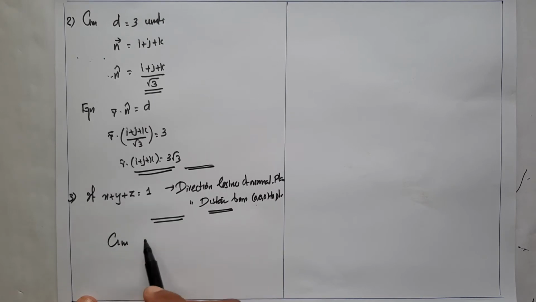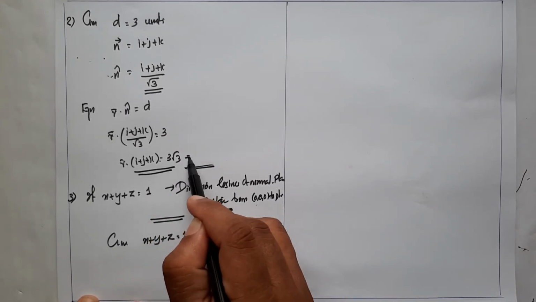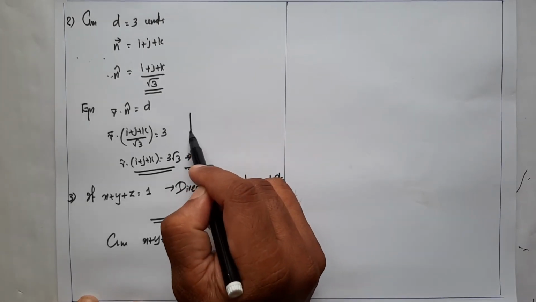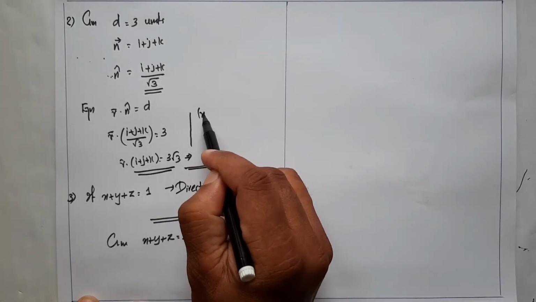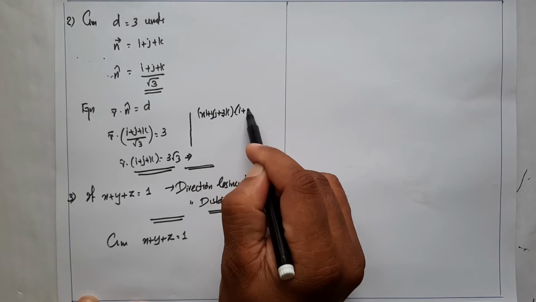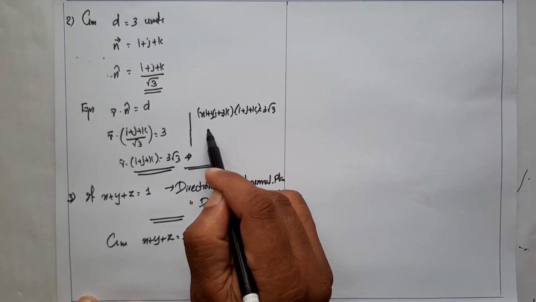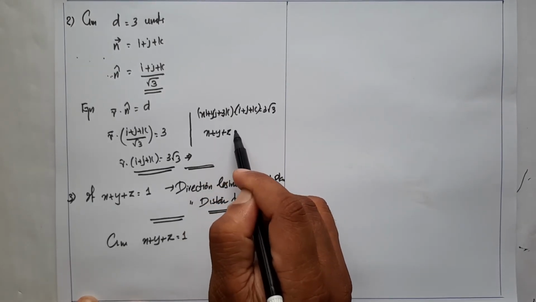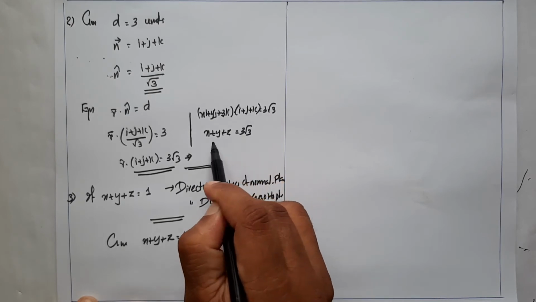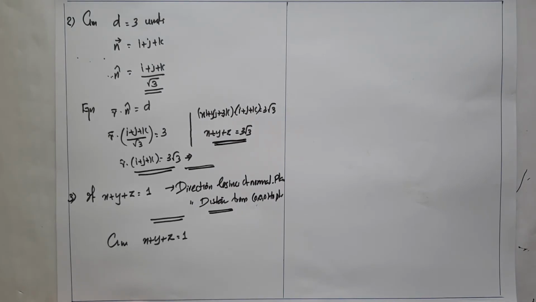The plane is given as x plus y plus z equal to 1. Actually the last question was in vector form. The Cartesian form there: r is xi plus yj plus zk, dot i plus j plus k, is equal to 3 root 3. When you take the dot product, we get x plus y plus z equal to 3 root 3, which is the Cartesian form. We get the answer in terms of x, y, z and a constant.